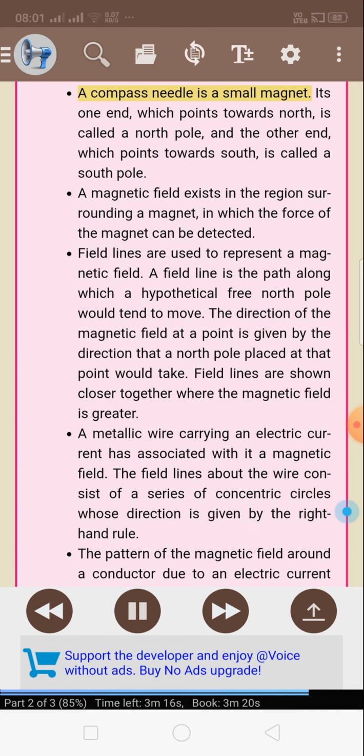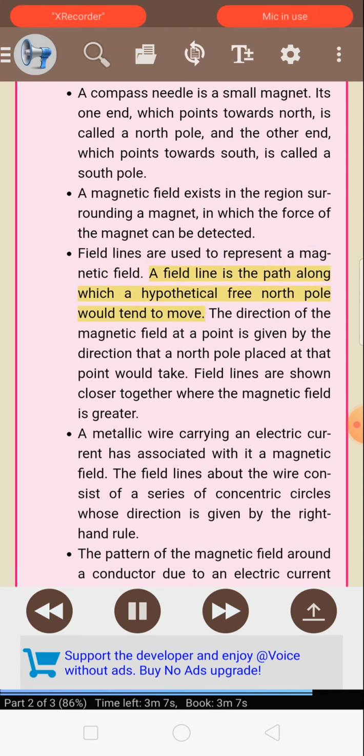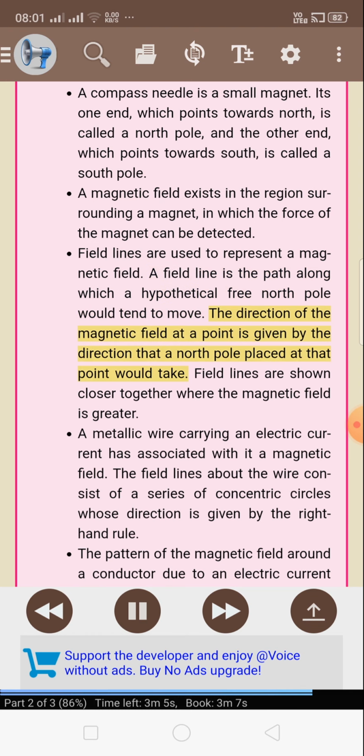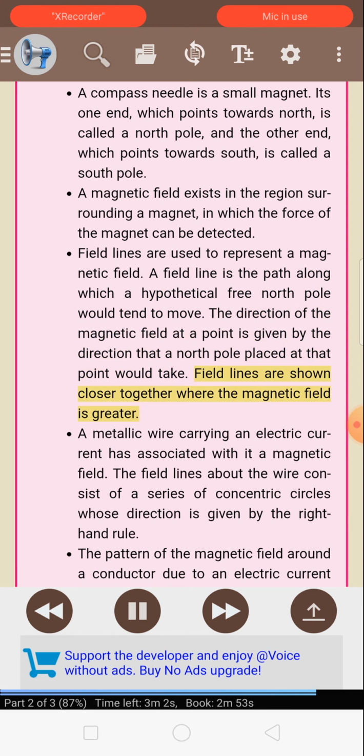What you have learned. A compass needle is a small magnet. Its one end, which points towards north, is called the North Pole, and the other end, which points towards south, is called the South Pole. A magnetic field exists in the region surrounding a magnet, in which the force of the magnet can be detected. Field lines are used to represent a magnetic field. A field line is the path along which a hypothetical free North Pole would tend to move. The direction of the magnetic field at a point is given by the direction that a North Pole placed at that point would take. Field lines are shown closer together where the magnetic field is greater.